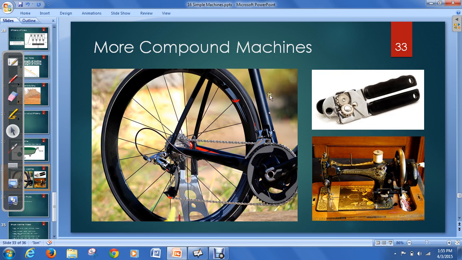Alrighty, so in this podcast, we looked at how to calculate mechanical advantages for a bunch of simple machines, and we looked at how to make a compound machine. Hopefully that all makes sense.